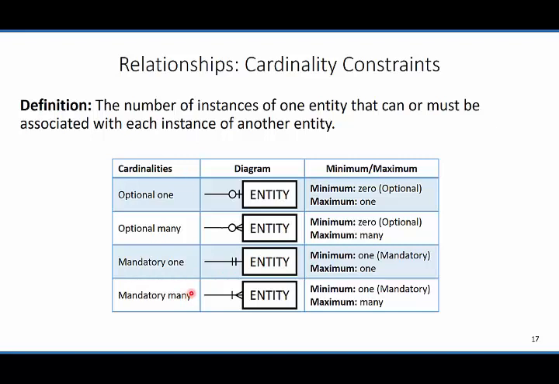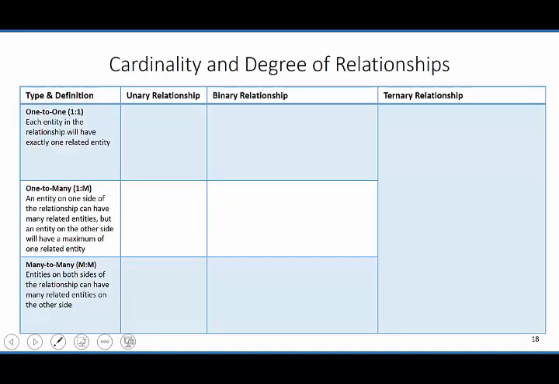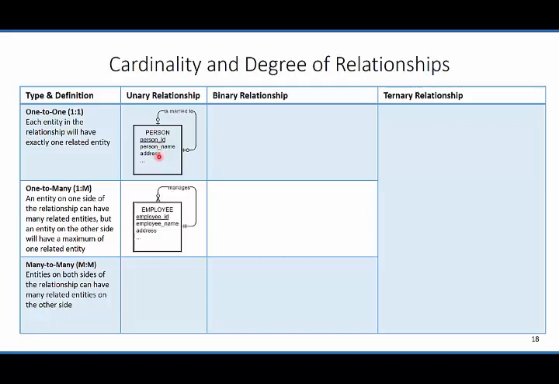And mandatory many says that it will have a relationship with one to many instances of this entity. So let's do a little summary of what each one of these would look like with examples. So in a one-to-one unary relationship, we could have a person is married to one person, but they don't have to be married to a person, and the same goes the other way. We are not going to take into account polygamy.